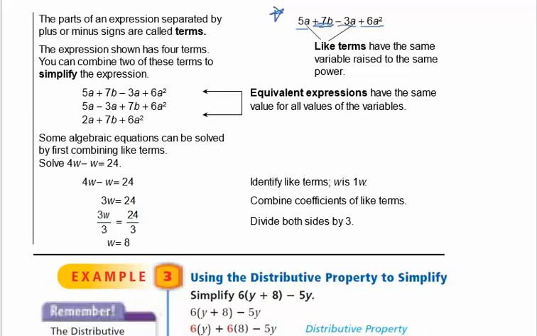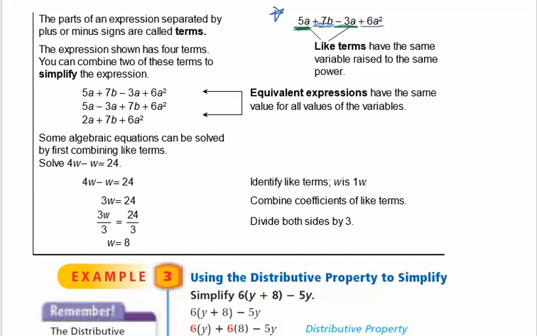Like terms is when you have the exact same variable, and it has to be raised to the same power. So we have like terms of 5a and negative 3a or minus 3a, but the plus 6a squared is not a like term because it has an exponent of 2. So that does not go together with it.